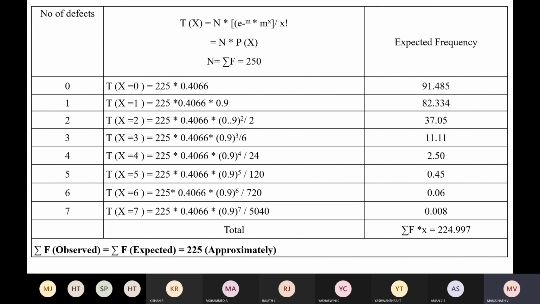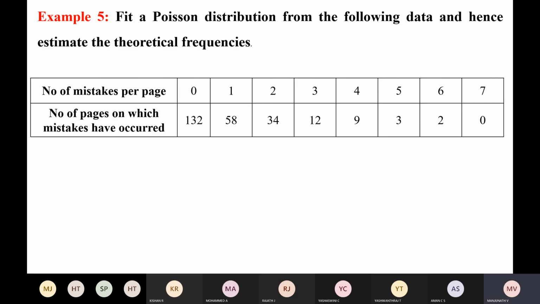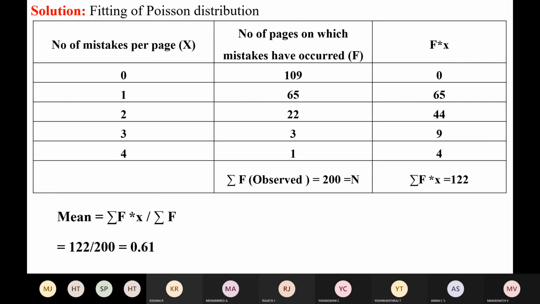Sir, yeah, tell me. Sir, in this problem, Poisson distribution tables has given 0.4066. But if they didn't give us, how should we find it? They have to give. Otherwise, you cannot solve it also. They'll give. But in the previous problem, they didn't give. You calculated 0.5432. How do you calculate this one? No, it was given, man. It was given. Oh, okay, okay.